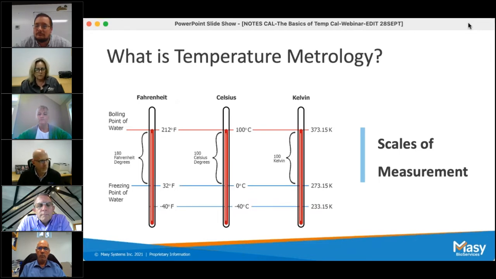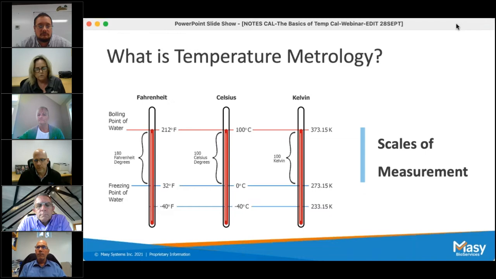As thermodynamics developed, it was necessary to define temperature scales at absolute zero, where all molecular motion ceases. The Kelvin scale sets the null point at 0K, and uses the same increment or degree size as a Celsius scale. 0 degrees C is equal to 273.15 Kelvin. The Kelvin is also the SI unit for temperature.